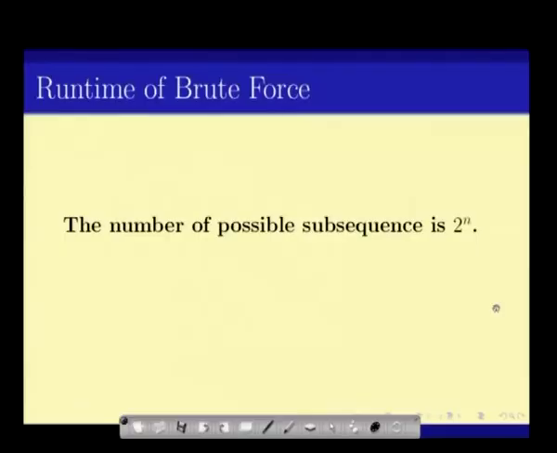But recall in our example that if we had something like around 15 integers, how many steps will be required to solve it using this brute force? It turns out the total number of possible subsequences is 2 to the power n, because any element of a1 to an can be picked or not be picked.